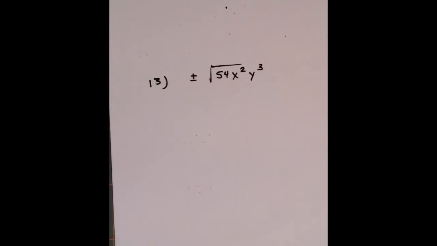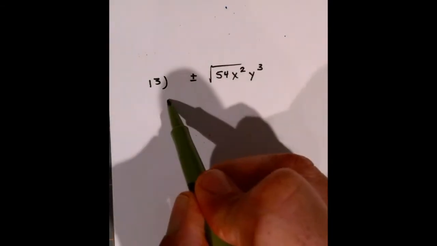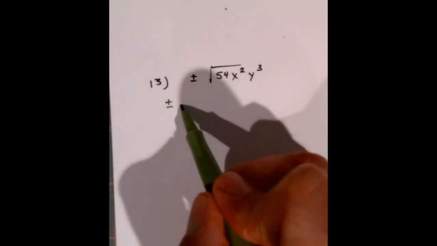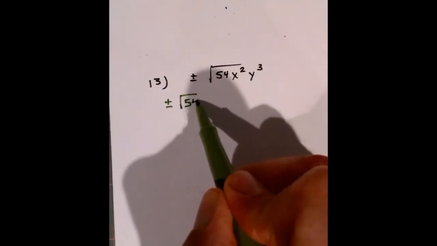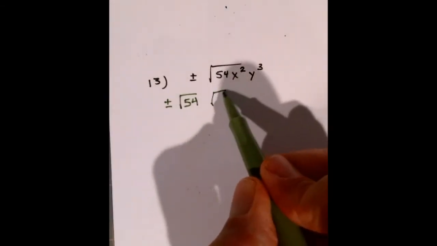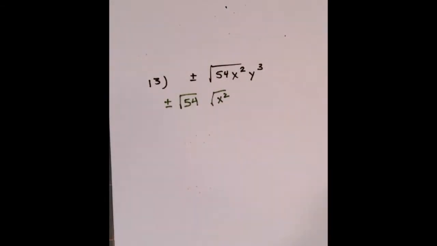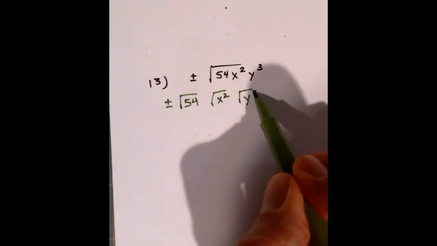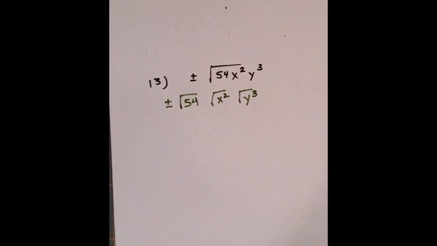Now I'm going to some sort of army green, olive drab. So I'll just put the plus or minus out front. I don't really need that. And then I have root 54. I feel good about that. I have root x squared. Well, that's just going to be my property. And I have root y cubed. So this one's kind of weird, so we'll talk about that.